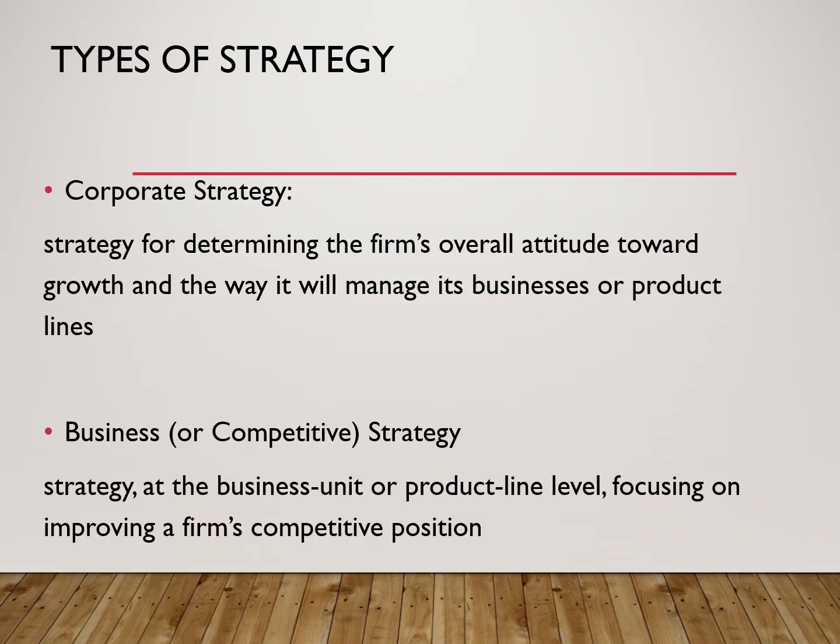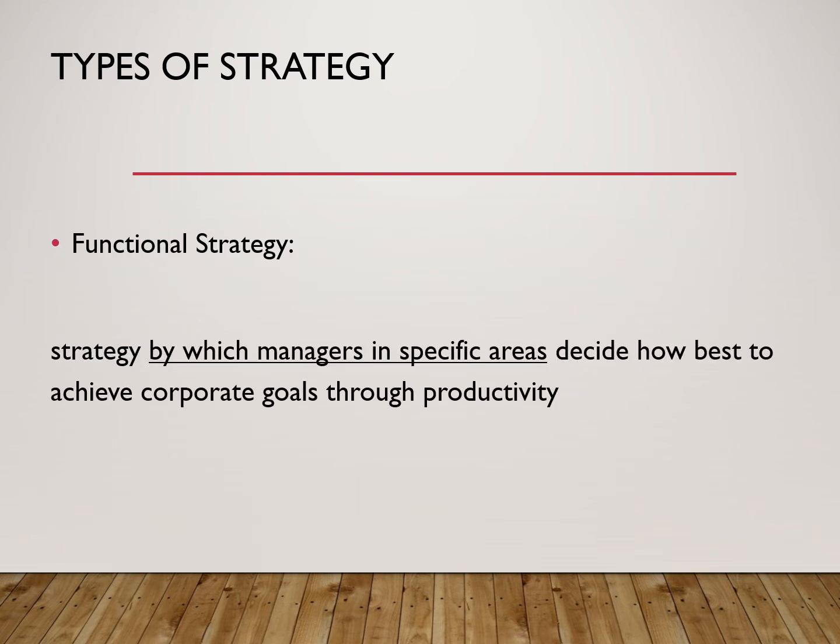So we have different types of strategy. So we have corporate strategy, which is a strategy for determining the firm's overall attitude towards growth and the way it will manage its business or product line. Business or competitive strategy is at business unit or product line level, focusing on improving a firm's competitive position. And last, we have functional strategy, which is a strategy by which managers in specific areas decide how best to achieve corporate goals through productivity.